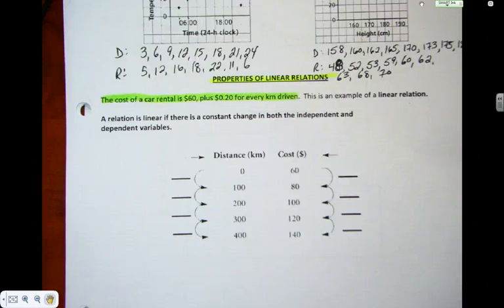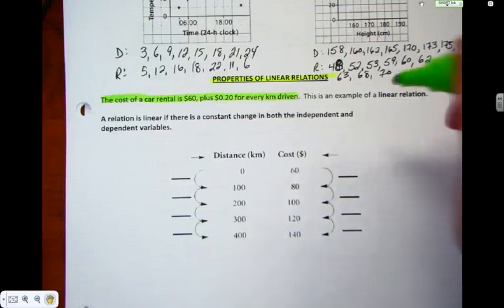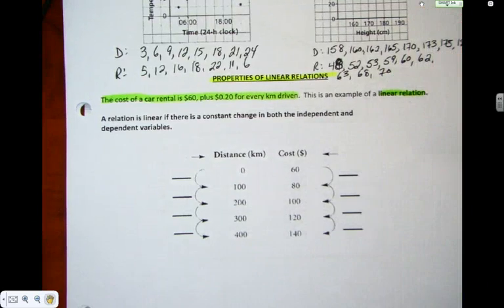Cost of a rental car: $60 plus 20 cents for every kilometer driven. You saw this last year, and we probably talked about it being an example of a linear relation. You may not have got why, and that's okay. It was just exposing you last year. A relation is linear if there is a constant change in both the independent and dependent variables.